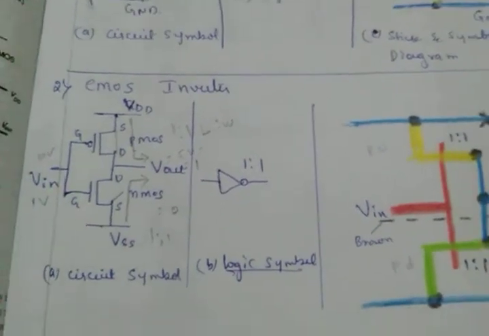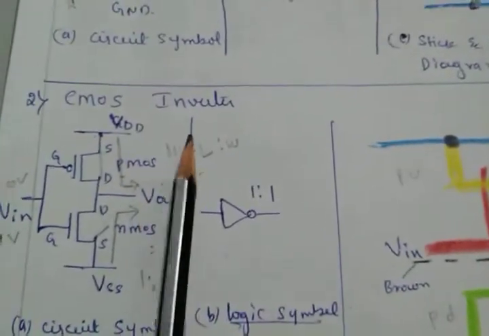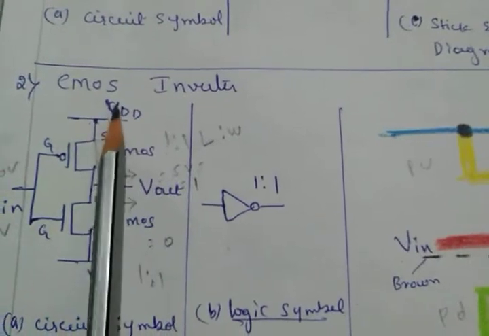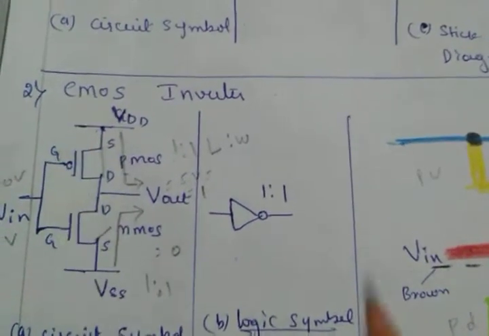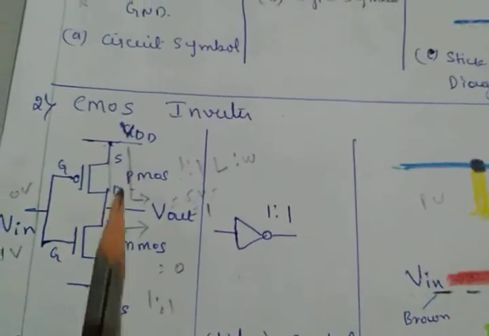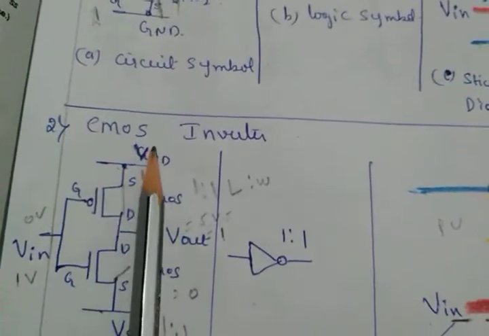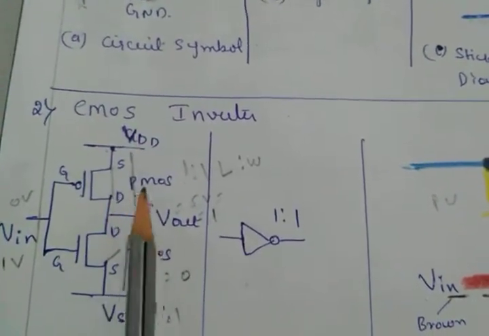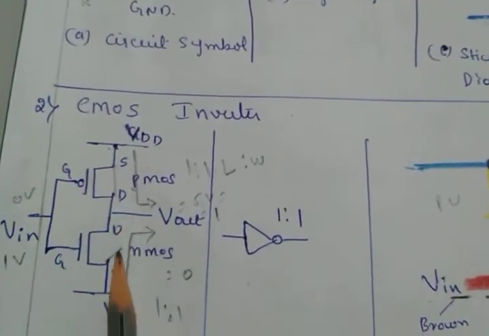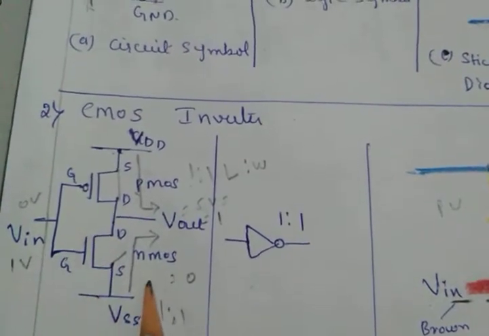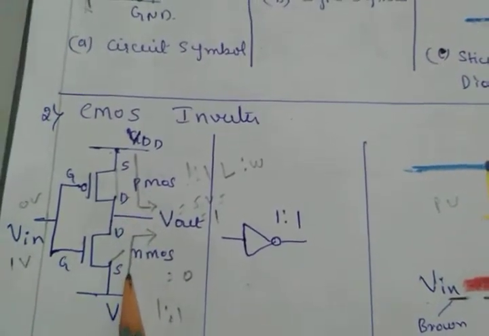So now we will move on to the CMOS inverter. CMOS stands for complementary metal oxide semiconductor. Here this is the pull up region and this is the pull down region, so a pull up transistor and a pull down transistor.